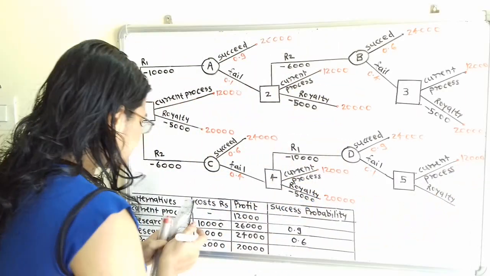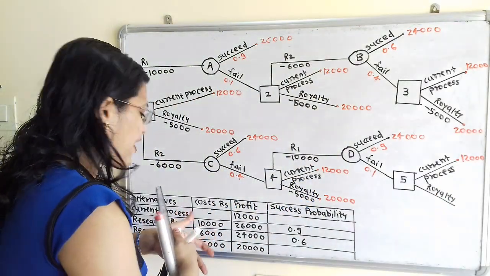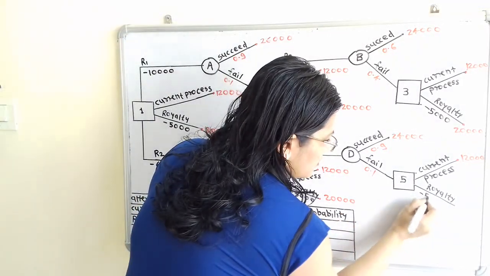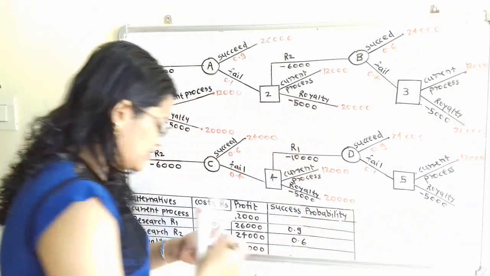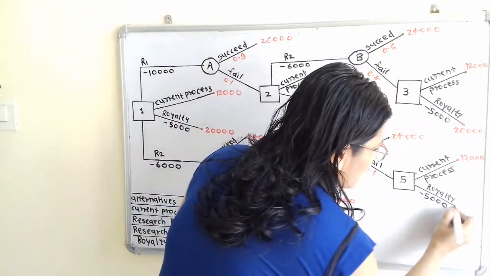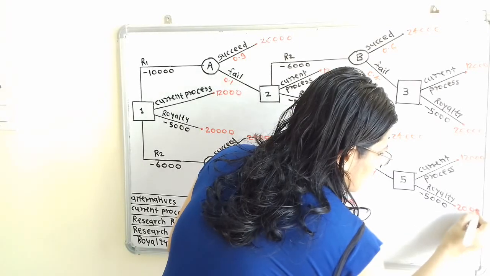And royalty has a cost, that is 5,000. So we have to mention here as minus 5,000. And its profit is 20,000. So we will write here as an outcome 20,000.